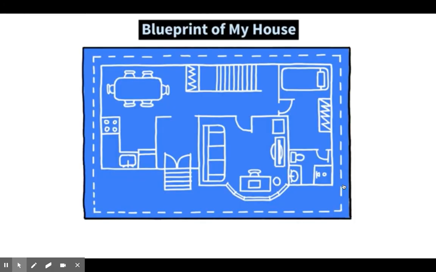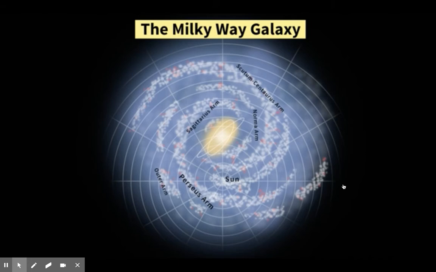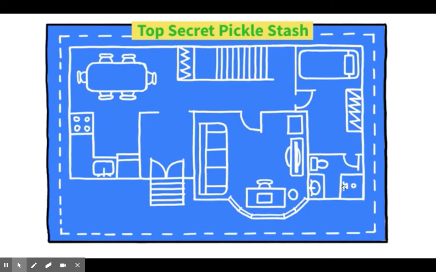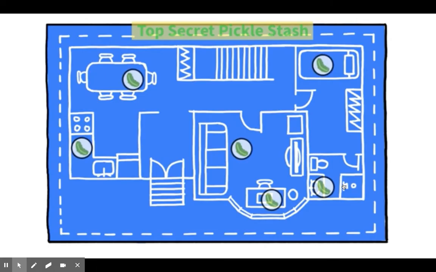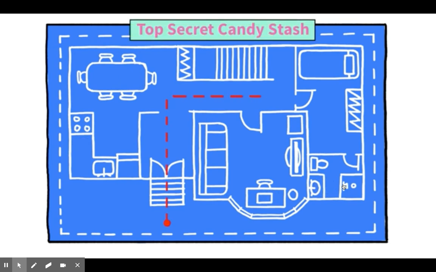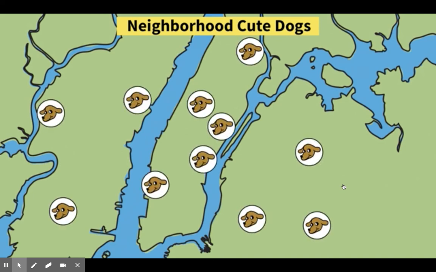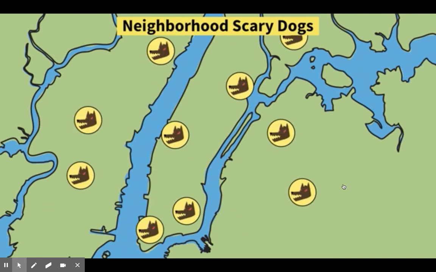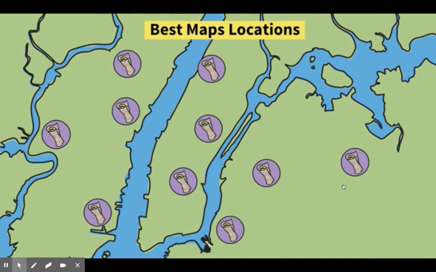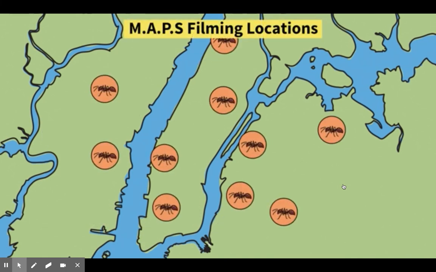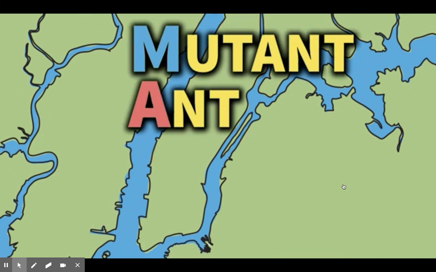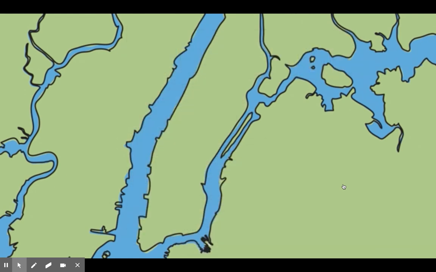A blueprint is like a map of a building. There are maps of galaxies, maps of every place in my house that I hid a pickle, maps of how to get to my secret stash of Halloween candy from 5 years ago, maps of all the cute dogs in my neighborhood, maps of all the scary dogs in my neighborhood, maps of where to find the best maps, maps of where they filmed the TV show Mutant Ant Power Squad. You know, maps.